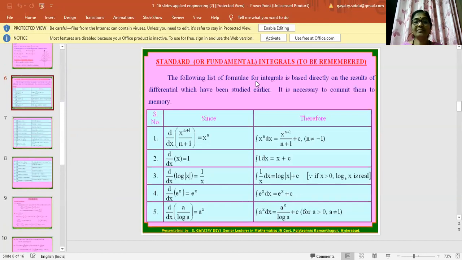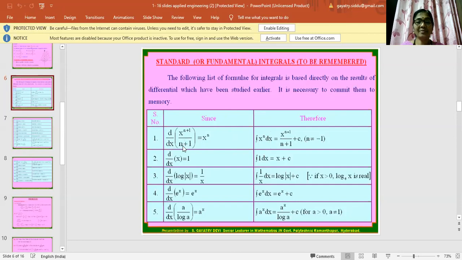The following list of formulae for integrals is based directly on the result of differentials, which have been studied earlier. It is necessary to commit them to memory. We know the derivative forms, and just taking reverse, we can frame the integration forms.